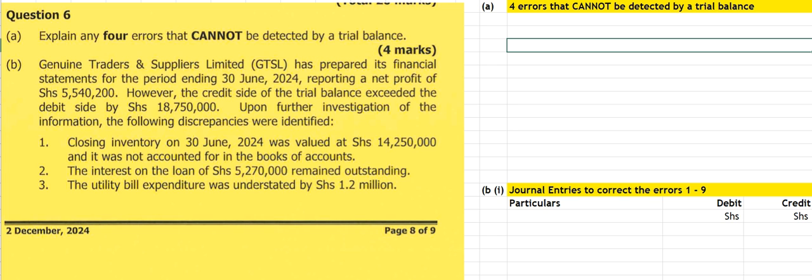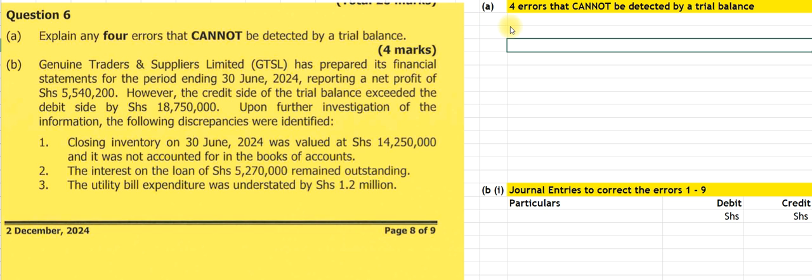Now, the primary purpose of the trial balance is always to check the arithmetical accuracy of the ledger accounts by ensuring that the total debits equal the total credits. However, certain types of errors do not affect this equality and therefore cannot be detected by a trial balance. So here they are asking for those four errors that cannot be detected by a trial balance.